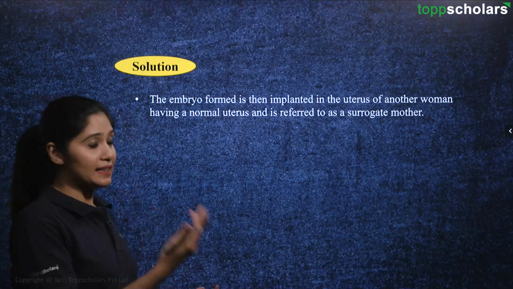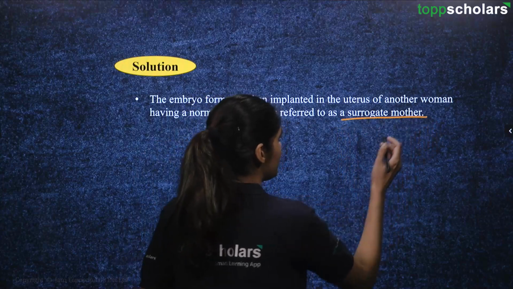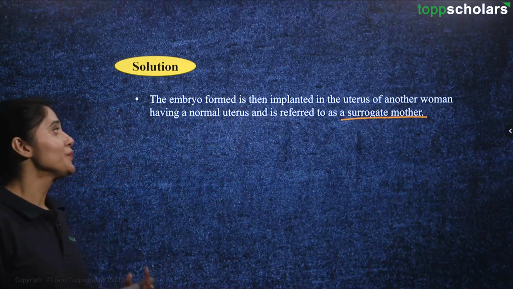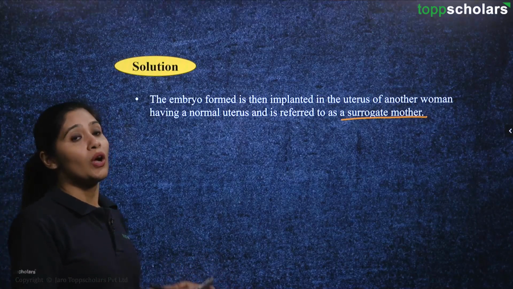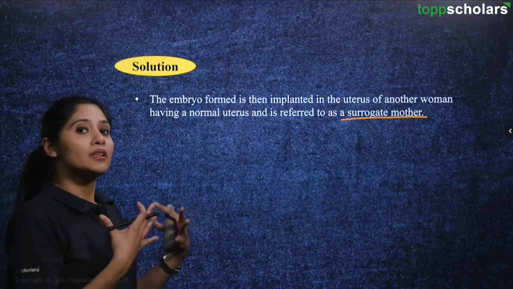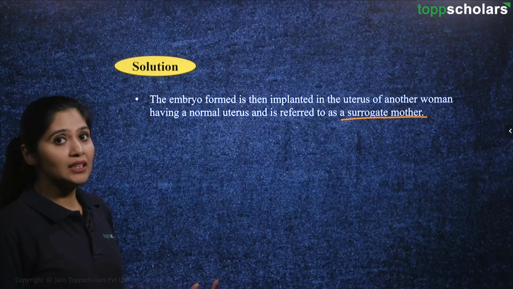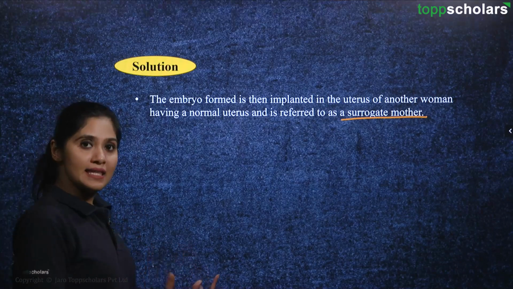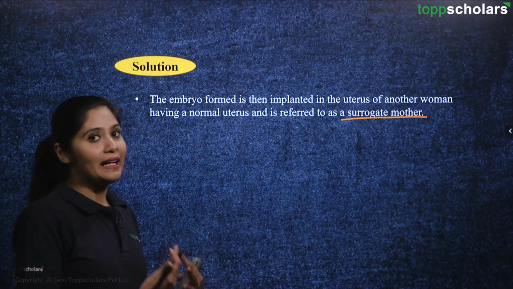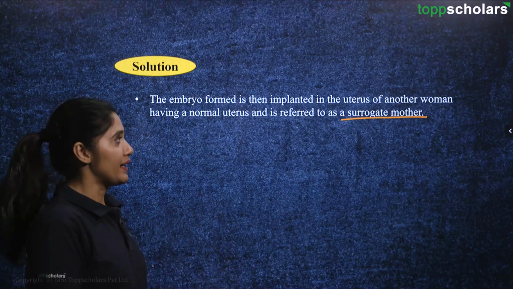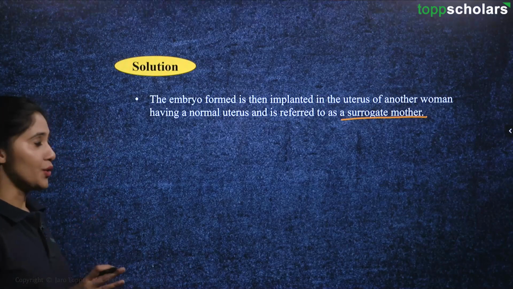This other woman, known as the surrogate mother, voluntarily takes part and agrees to let the embryo grow and go through all the cycles inside her uterus, and once the baby is born, it is given to the original parents, right? So this is surrogacy.